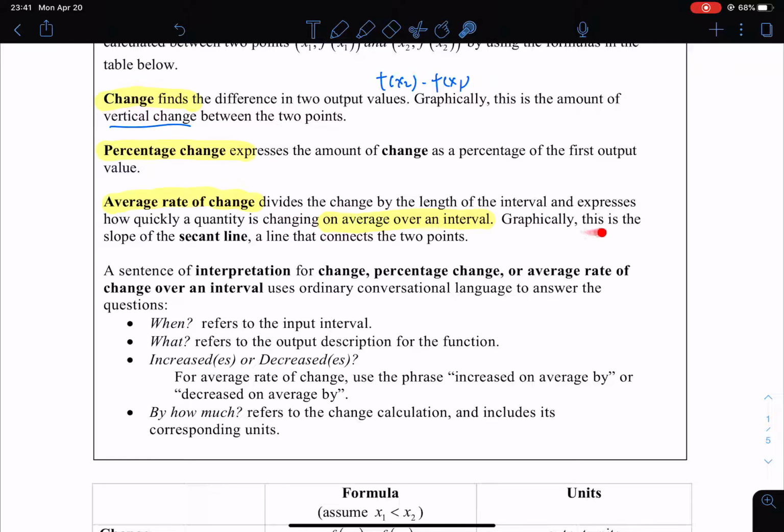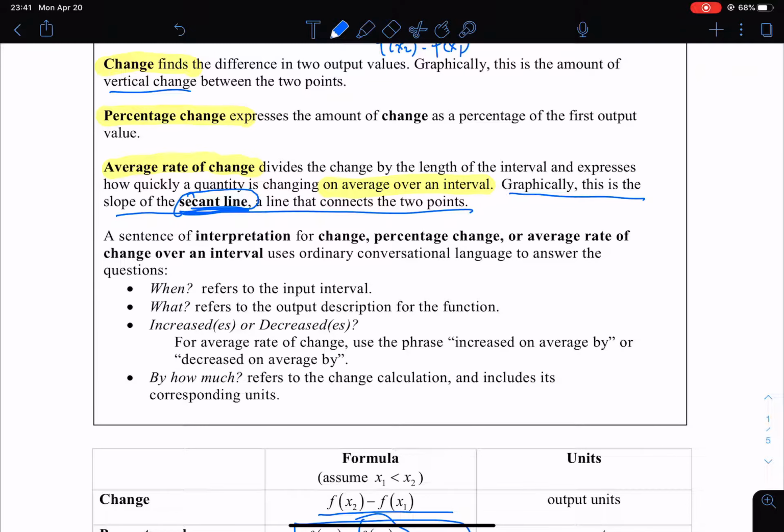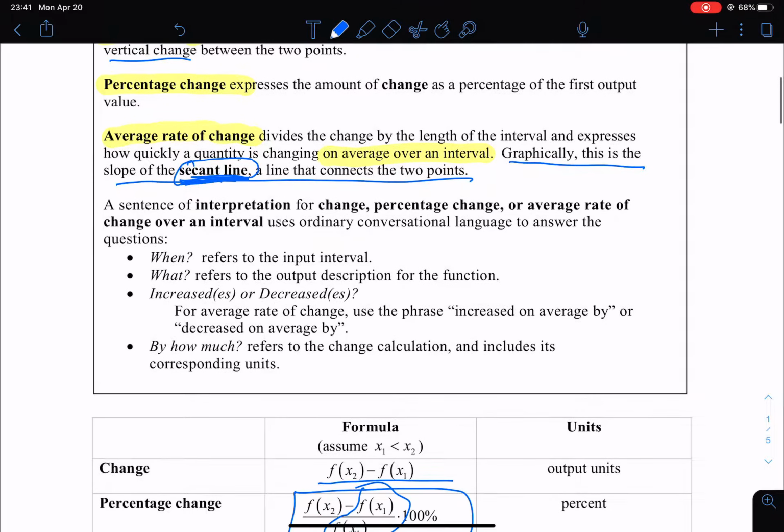And graphically, this is the slope of the secant line, not the tangent line. This is the tangent line, and this is the secant line, a line that connects 2 points. So if we are given 2 points and use a line to connect them, the slope of that line is the slope of the secant line. And a line that connects 2 points is called a secant line.